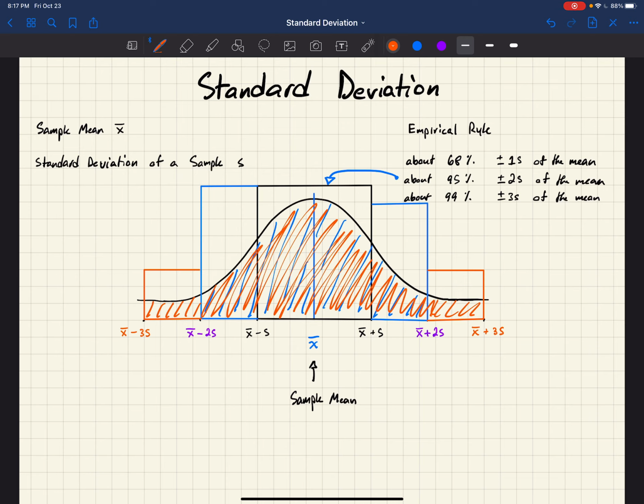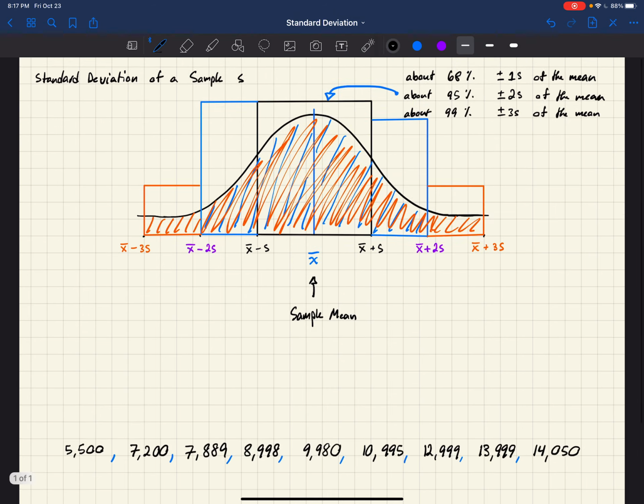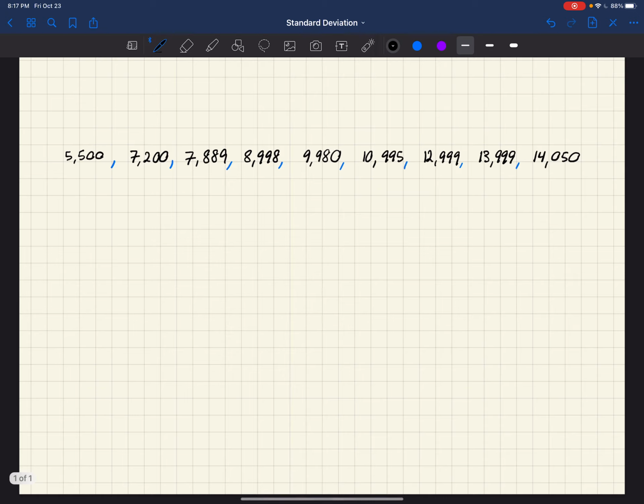So let's look at an example of where we'd actually compute the standard deviation now. Say we're given a set of data. There are 2 steps for solving for the standard deviation. The first step is to compute the sample mean. The sample mean is denoted by x bar, and it's defined as adding all of the data up and dividing that sum by the number of pieces of data you have.